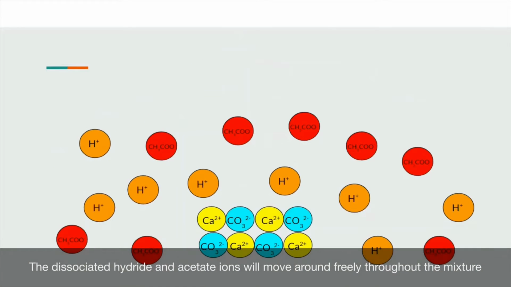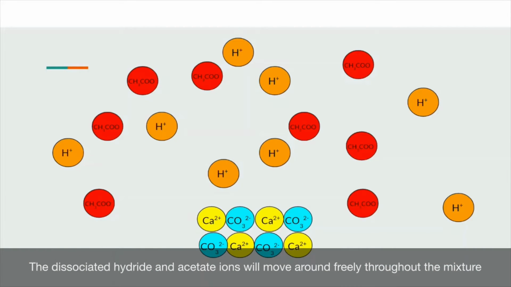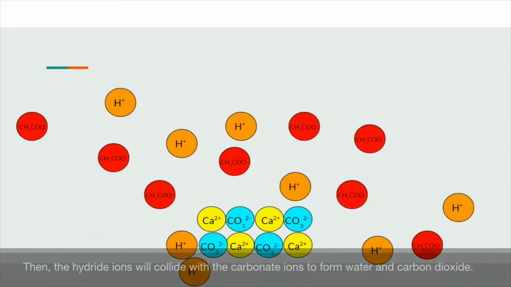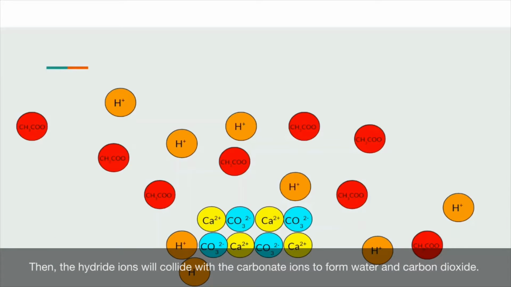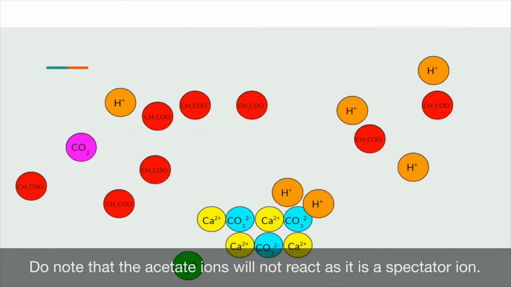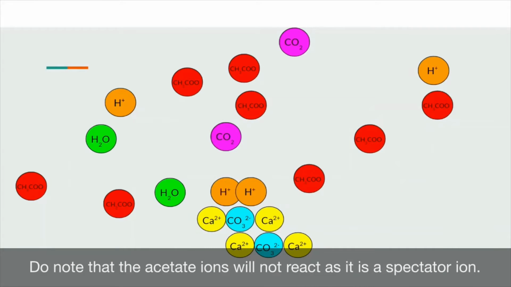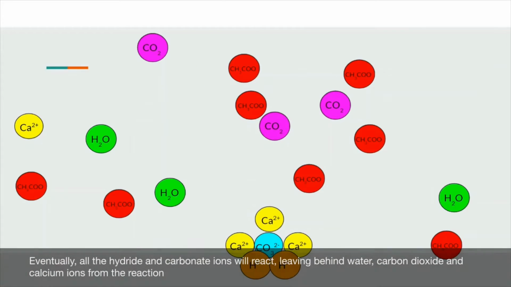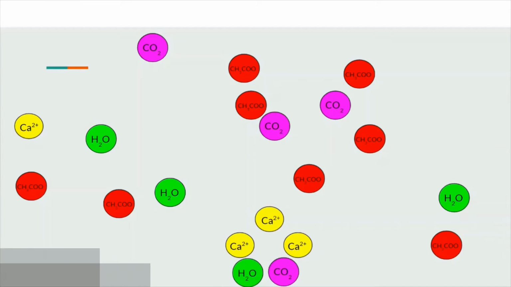The dissociated hydrogen and acetate ions will move around freely throughout the mixture. Then, the hydrogen ions will collide with the carbonate ions to form water and carbon dioxide. Do note that the acetate ions will not react as it is a spectator ion. Eventually, all the hydrogen and carbonate ions will react, leaving behind water, carbon dioxide, and calcium ions from the reaction.